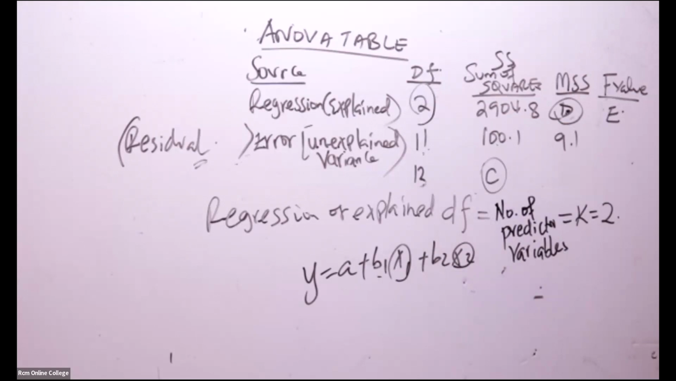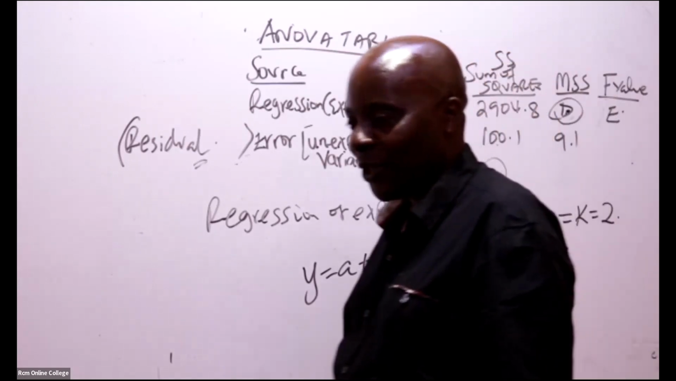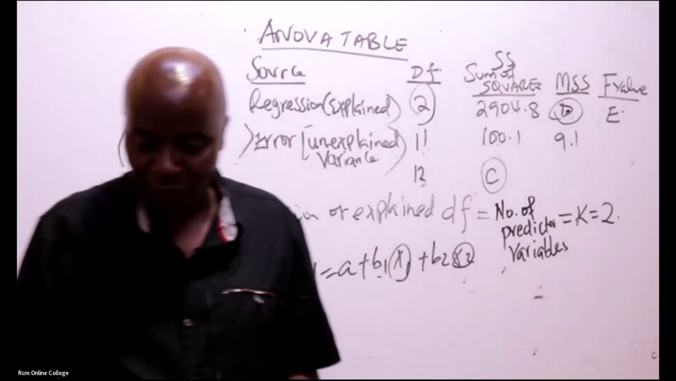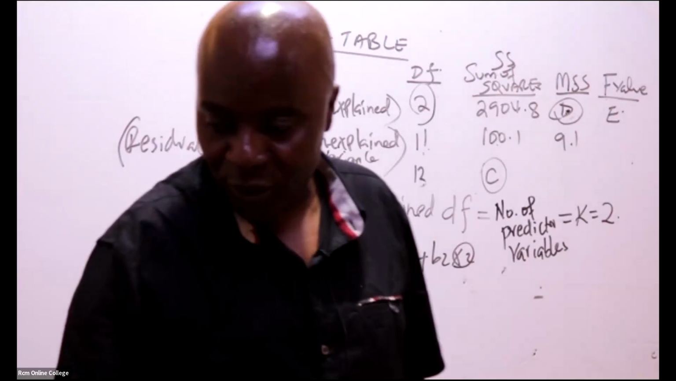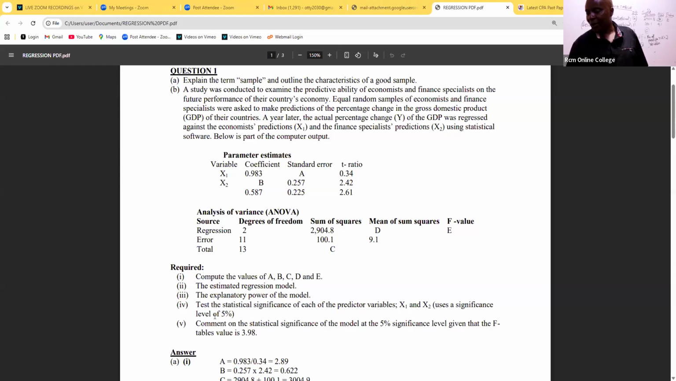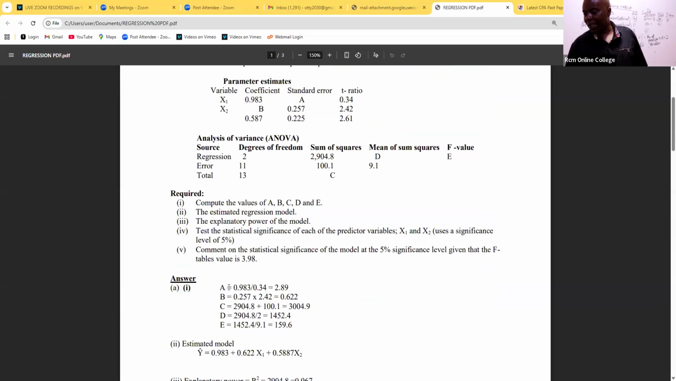So can I take on now the next question? Can I go to the next question, my great students? All right. Now we are comfortable. We can go on to the next question. So the next question, ladies and gentlemen, what are they telling us here? They want us to test the significance of each of the predictor variables, x1 and x2. And they want us to use a significance level of 5%.